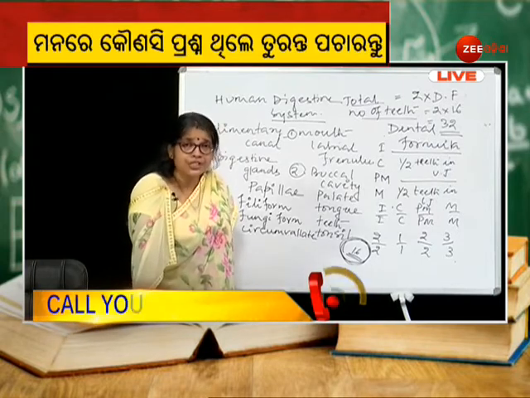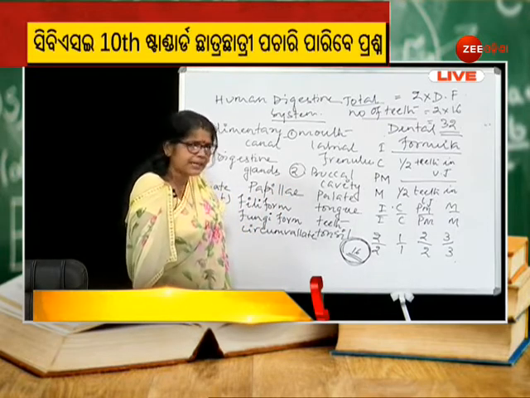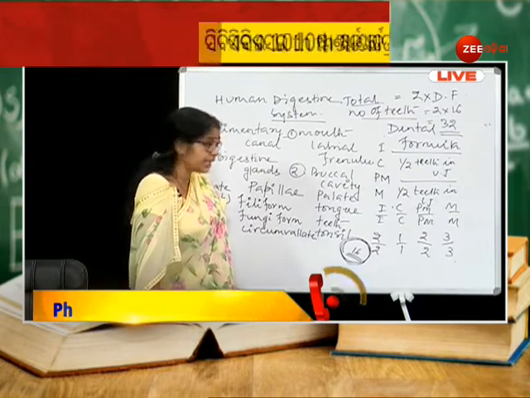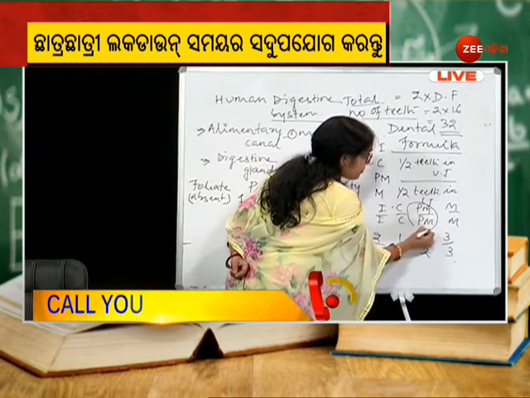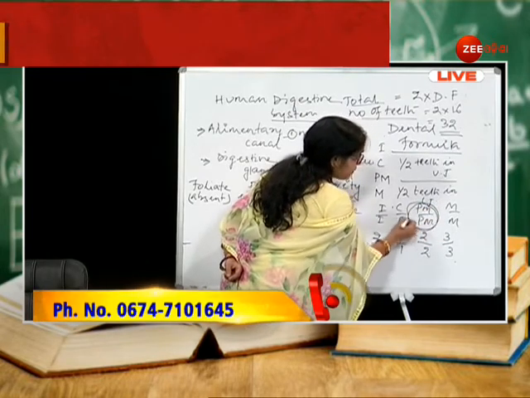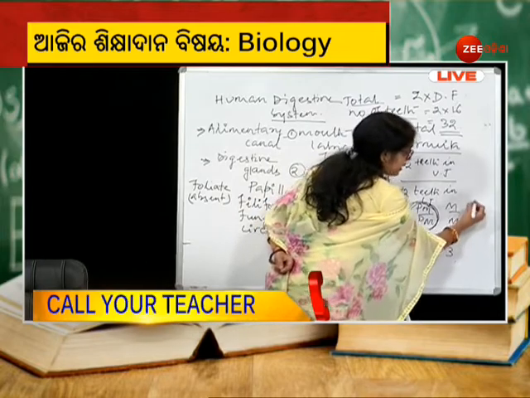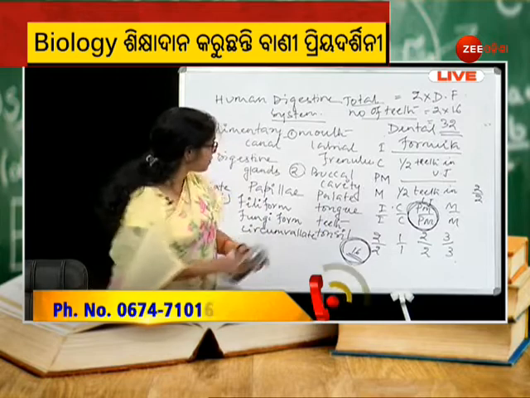But if we consider the case of children, what will happen? The number is not 32. So why is the number not 32? Because in case of children, the premolar teeth are absent, and in case of molar, the number is 2 by 2. So what will happen in case of children?